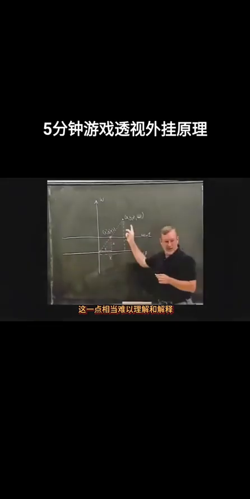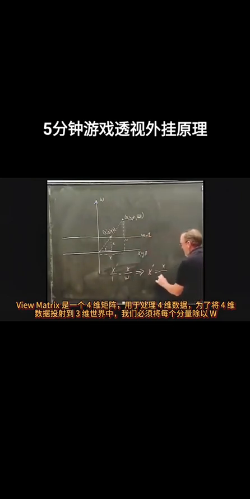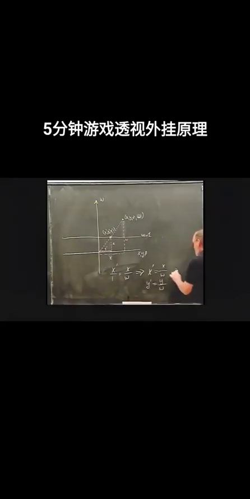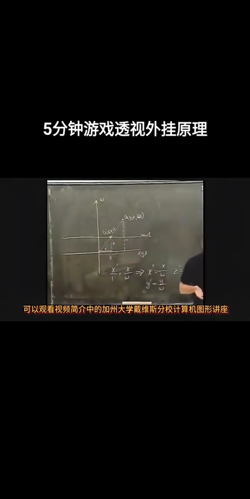This is quite difficult to understand and explain, but basically, the view matrix is a 4-dimensional matrix that works with 4-dimensional data. In order to project this 4D data into a 3D world, we have to divide each component by W. If you're interested in learning more about this topic, I'm going to leave the link to a wonderful playlist of lectures on computer graphics from UC Davis Academics in the description down below.